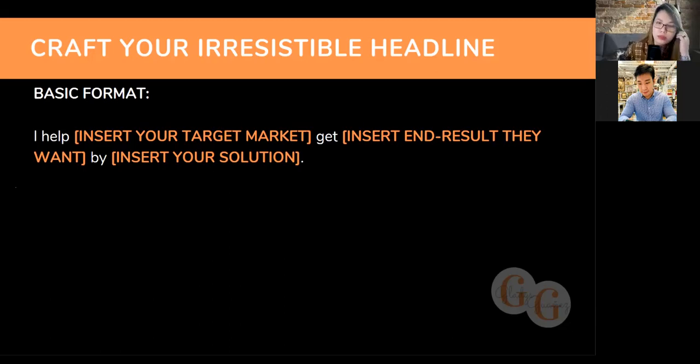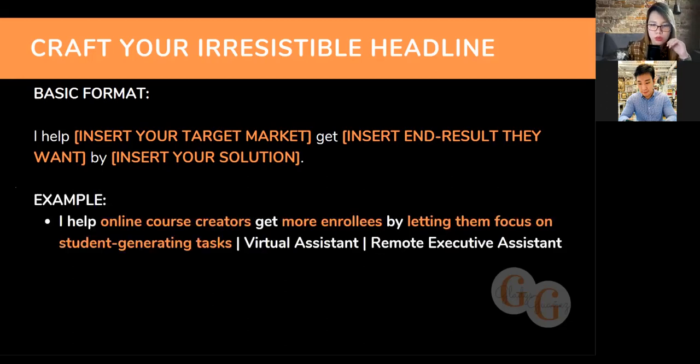So for example: I help online course creators get more enrollees by letting them focus on student generating tasks. So this is the target market. This is the end result, which is more enrollees, which means that if they have more enrollees, they would have more clients, right? And more revenue. So they want that. And then this is the solution of that person, letting them focus on student generating tasks. And actually, that person is a virtual assistant or a remote executive assistant.